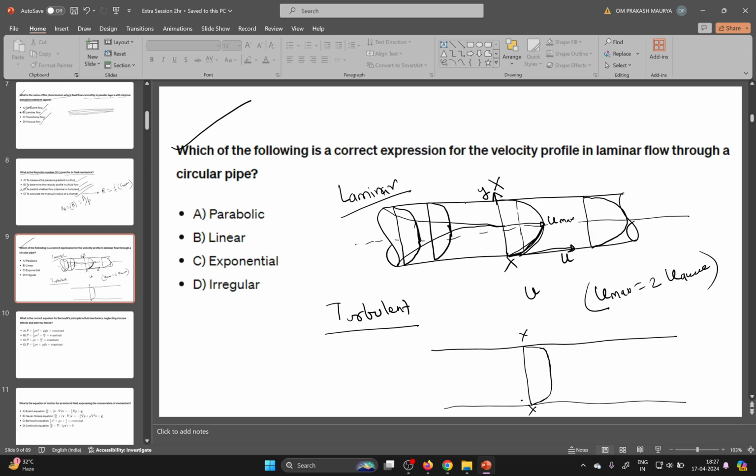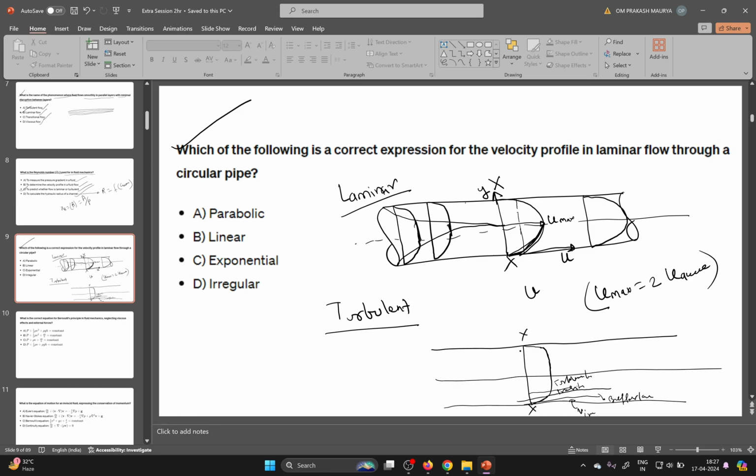So here are the 3 layers. First layer is in between. You have 3 layers. First layer is your, here I am not able to draw. So this is your viscous layer, then buffer layer, and after that transition, and after that your turbulent layer. If we draw here the midline, similarly above.